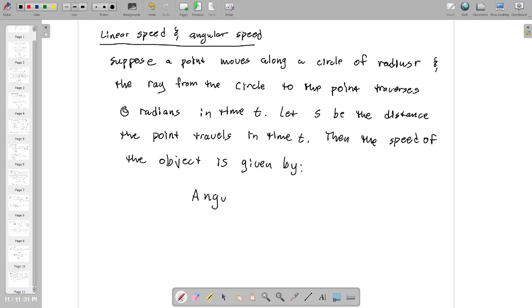The angular speed will be omega equals theta divided by t. You've traversed theta radians in time t, so theta divided by t is the angular speed. And linear speed is good old-fashioned v is equal to s over t. Now s represents the distance that you actually traveled.